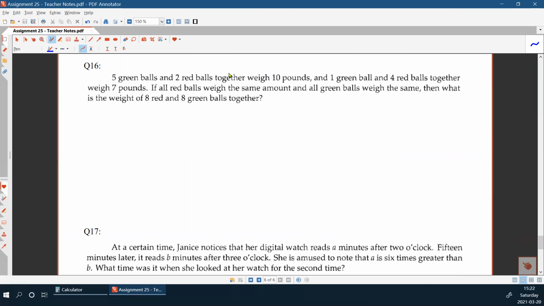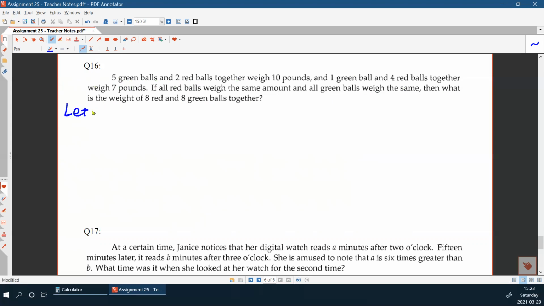5 green balls and 2 red balls together weigh 10 pounds, and 1 green ball and 4 red balls together weigh 7 pounds. If all red balls weigh the same amount and all green balls weigh the same, then what is the weight of 8 red and 8 green balls together? So here, what is the unknown quantity? We don't know the weight of each green ball or red ball, right? So it's better to use two letters to denote that.